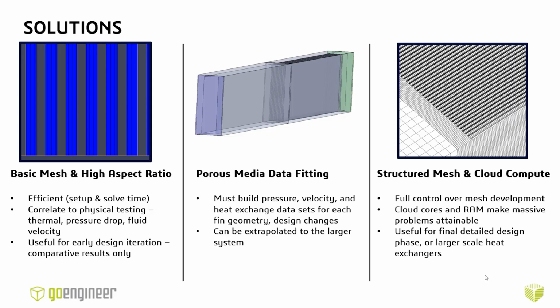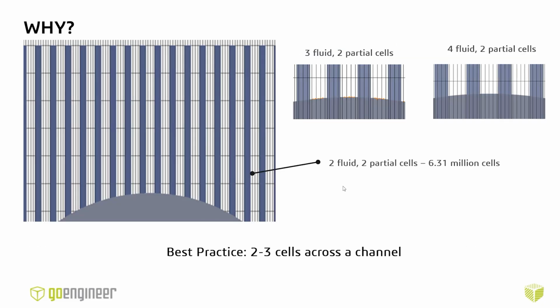All right, that's my summary. I have some other things I could talk about as part of Q&A, but first I'm going to take a look at what's been going on in the chat. Why did I talk about best practice meshing being 2 to 3 cells between each channel? Where is this all coming from?